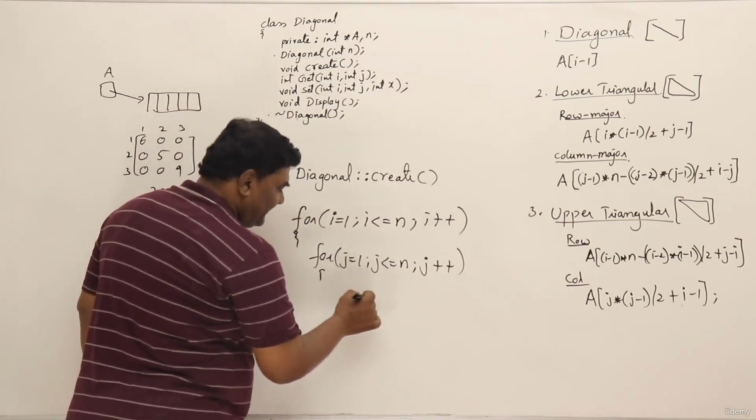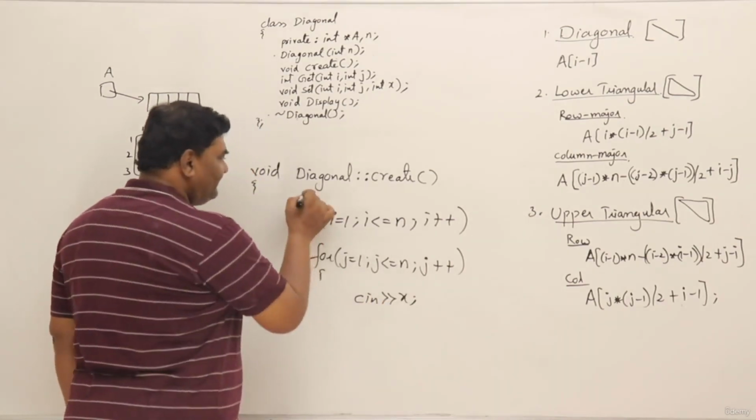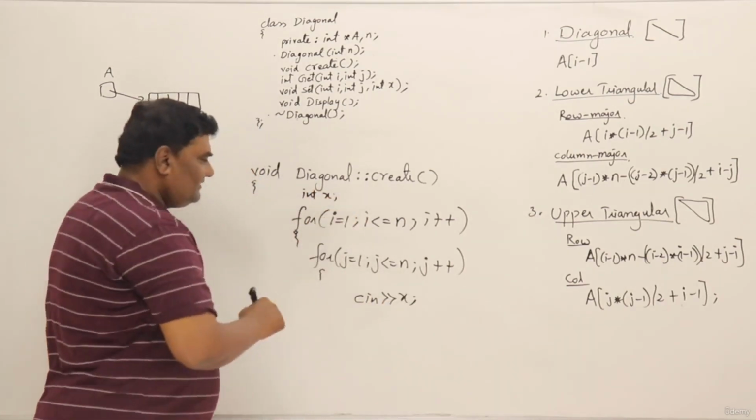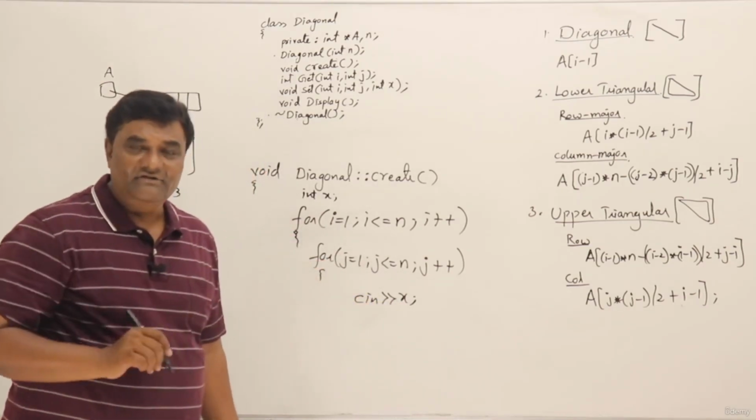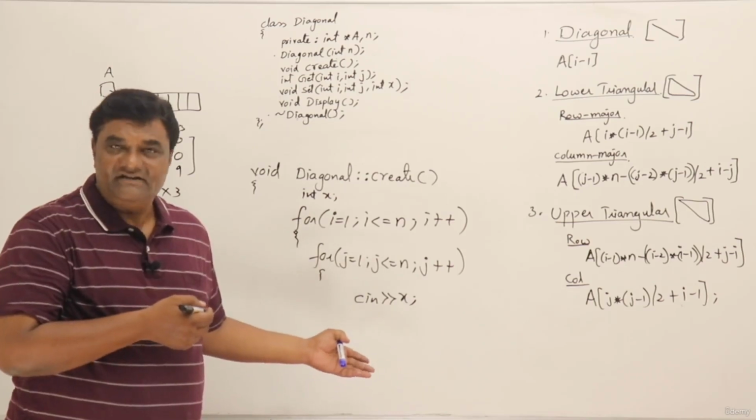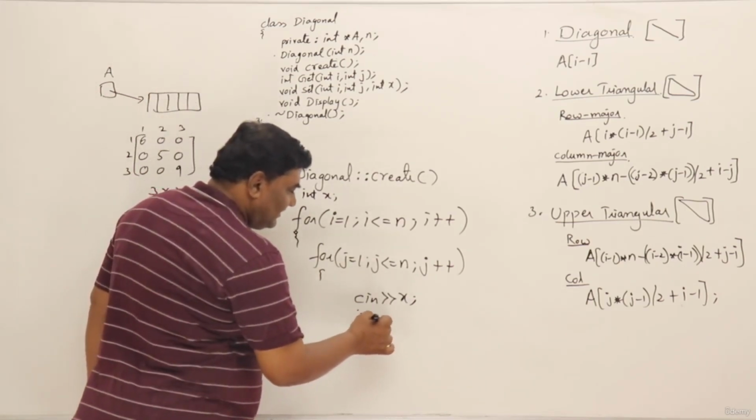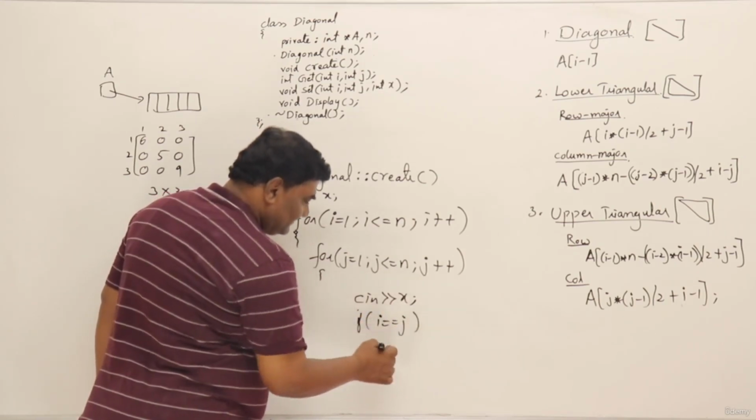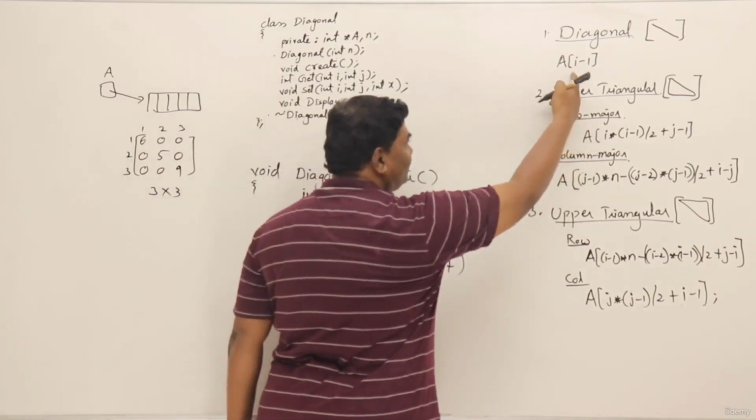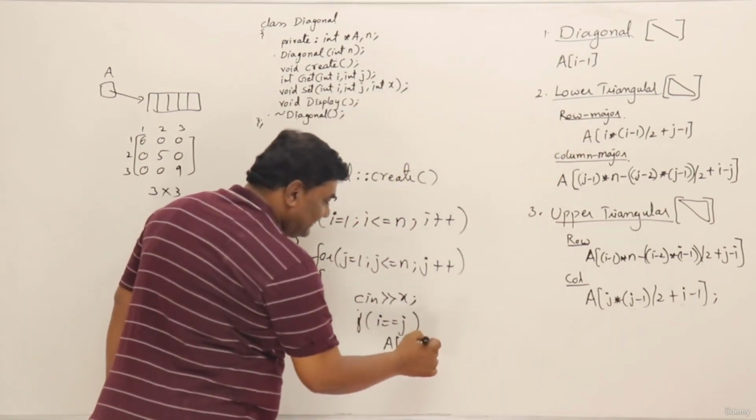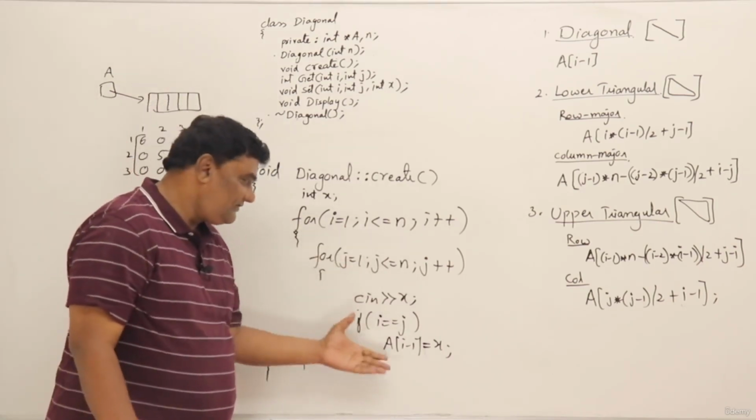Then read the value in some variable. Let us take it in a variable C in, so I need one variable here. Now, this value will be non-zero only if i and j are equal. Otherwise, it is a 0. So I should check the condition that if i is equal to j, then in A of i minus 1, this is the formula, assign x. Otherwise, don't assign anything, that's all. So this is how I have written it.